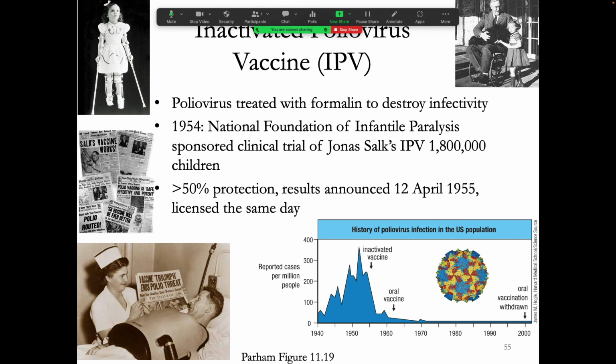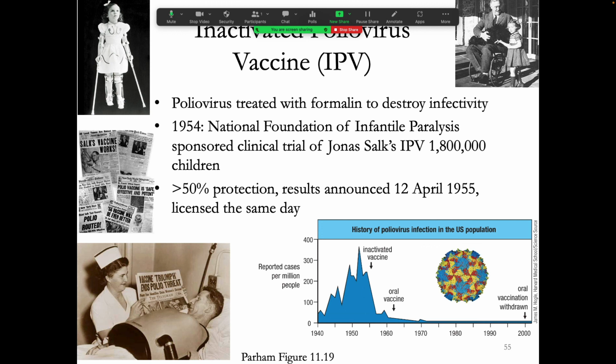There was a clinical trial in 1954 with IPV with 1.8 million children. It had greater than 50% protection. The results were announced in 1955, and it was licensed the same day because people were so excited. And people were so scared of this virus. Lots of kids were paralyzed. The president, FDR, of course, was paralyzed.